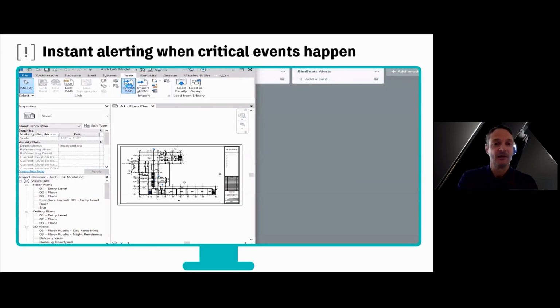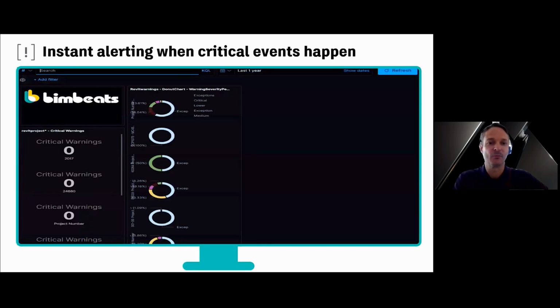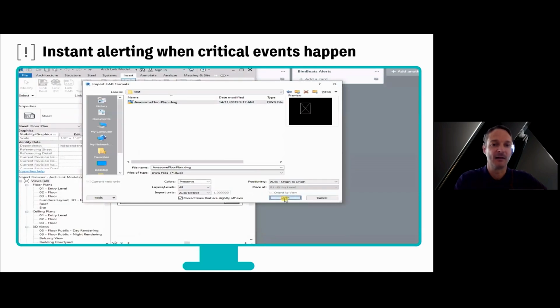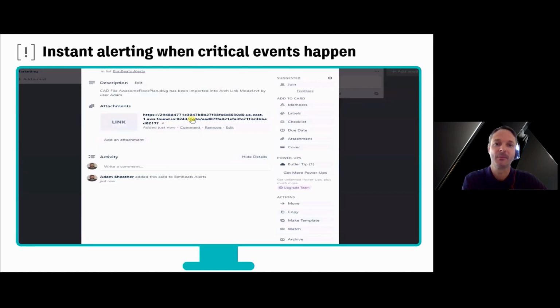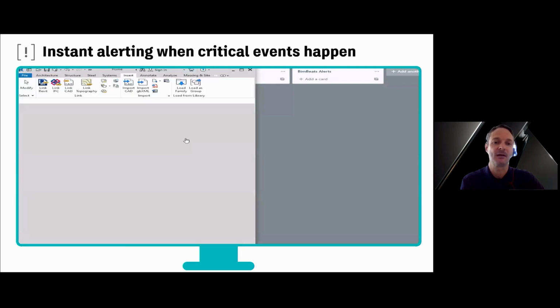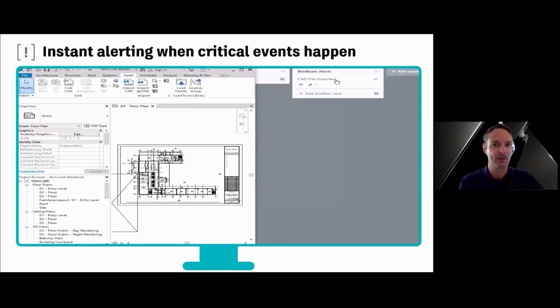So the instant alerting, this is an example of the very first instant alert we set up, and this was actually going into Trello, and this was when somebody imported a CAD file. So when somebody imported a CAD file rather than linking a CAD file, there are certain times when this is appropriate, but more often than not, it's because the user doesn't understand the impact of doing that. And worse still, we've set up another one that's when you've exploded a CAD file.